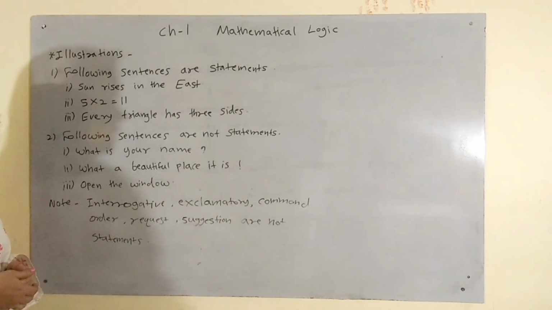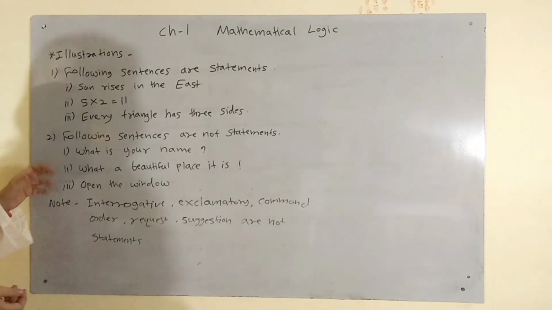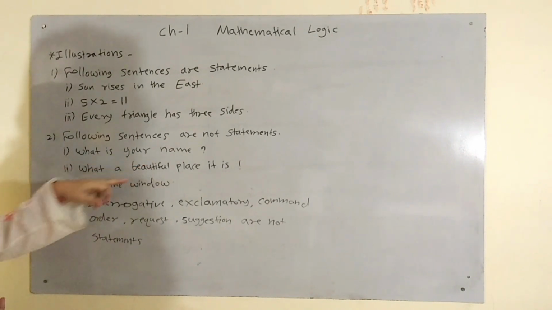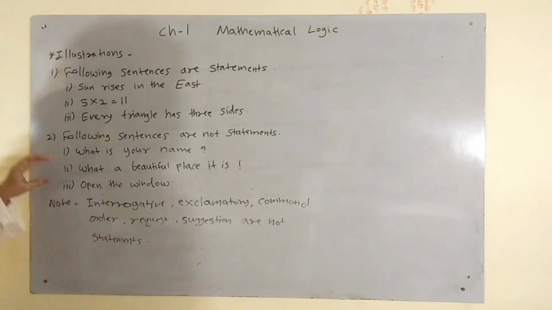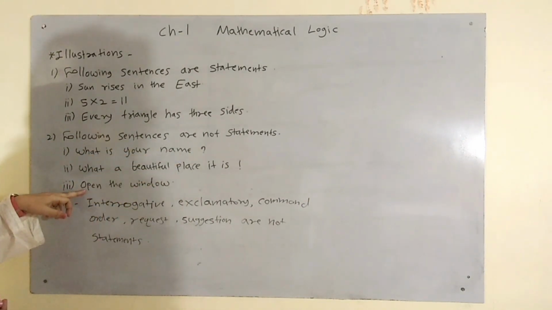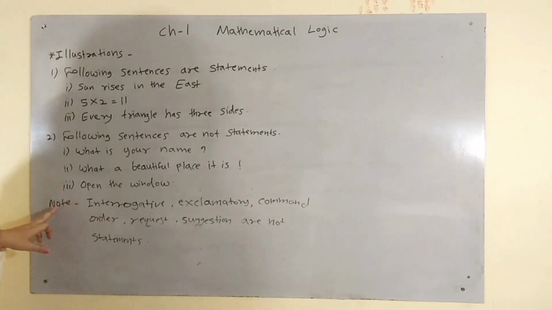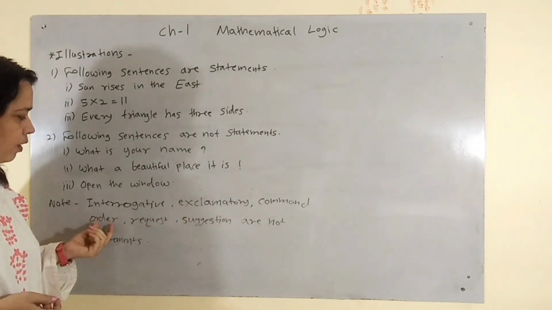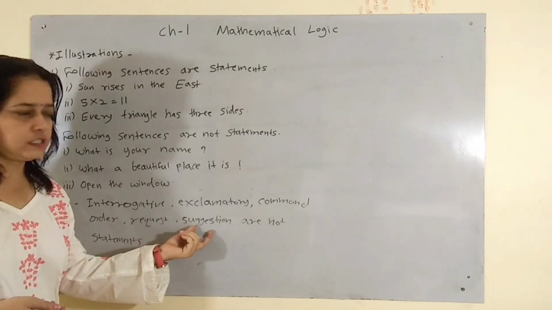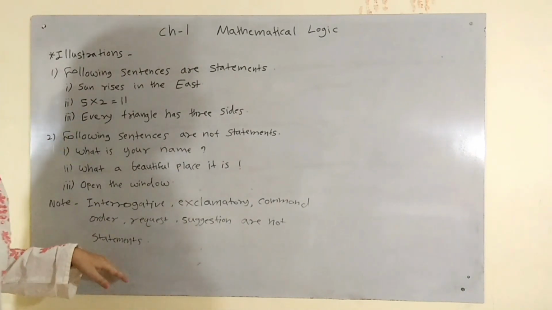And which are not statements, and why? Let's take a look. What is your name? What a beautiful place it is! Open the window. These are not statements because the first is a question, and the last is a request. So note: interrogative, exclamatory, command, order, request and suggestion sentences are not statements.